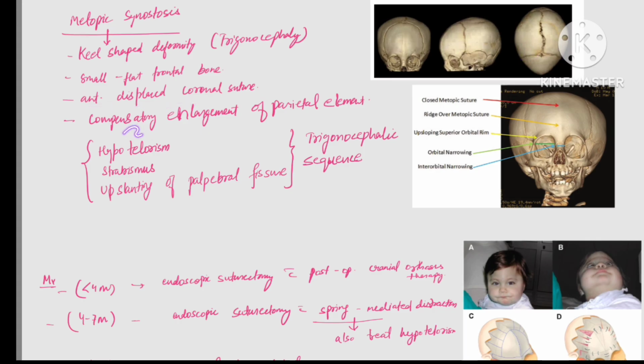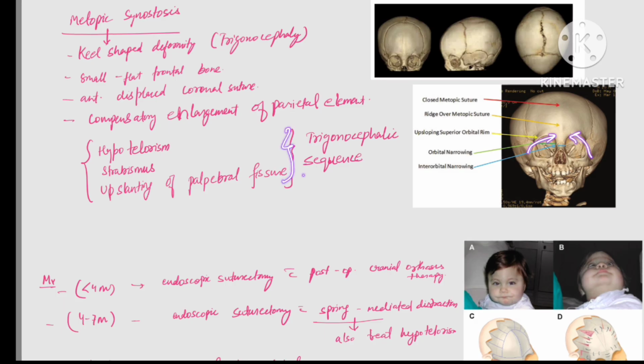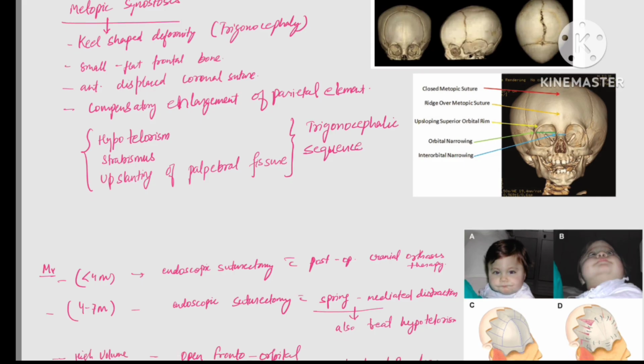Sutures. There is compensatory enlargement of the parietal elements. There is associated hypotelorism. Hypotelorism is decreased distance between the eyes. There is strabismus and upslanting of the palpebral fissure. All these three are included in the trigonocephalic sequence.